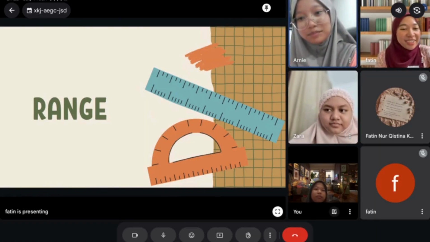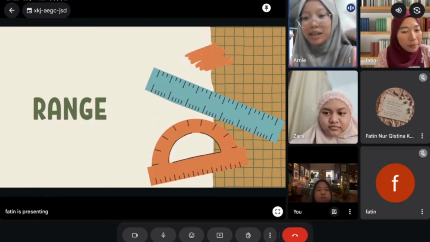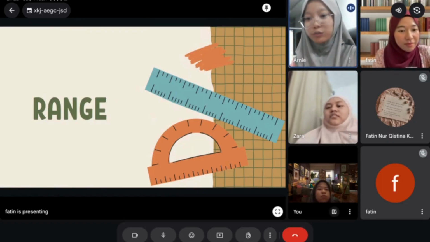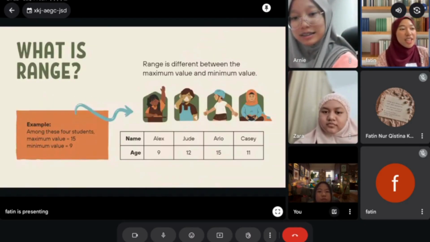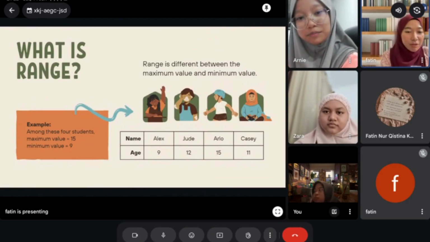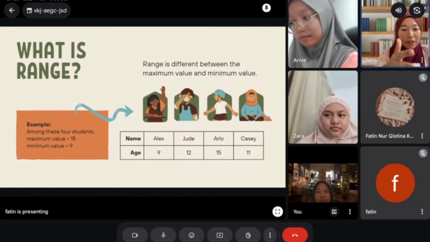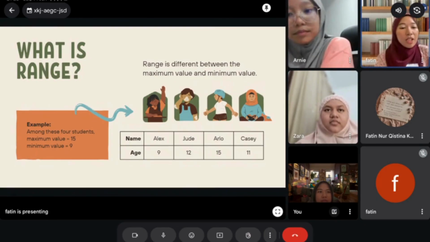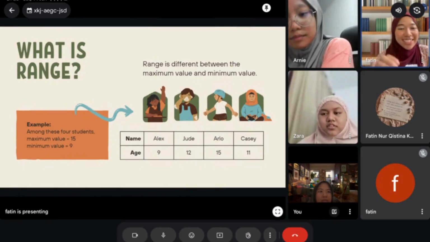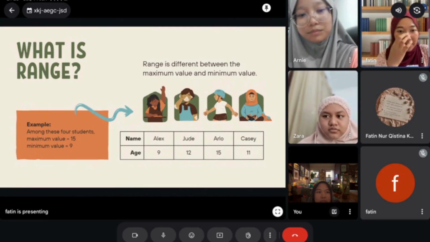Okay, Arni. Range is the difference between the maximum value and the minimum value. Okay, that's correct. So basically, range is the difference between the maximum value and minimum value. So what is maximum value? Maximum value is the highest number in the set of data, and minimum value is the lowest number in the set of data. So we look at a very easy example.